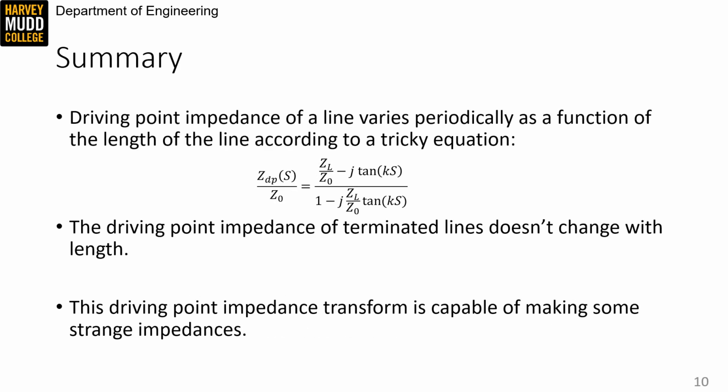So in summary, the driving point impedance of a line varies periodically as a function of the length of the line, according to a pretty tricky equation. The driving point impedance of terminated lines doesn't change with length, which is really useful for connecting RF systems to each other. And finally, this driving point impedance transform is capable of making some strange impedances.